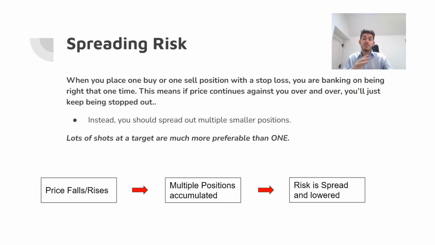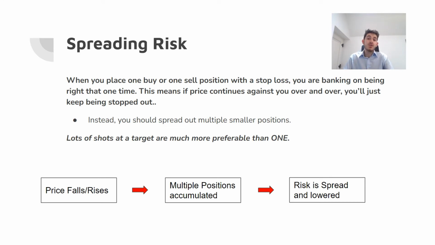So when you place one buy or one sell position and you've got your stop loss set, you're really going to need to be right that one time. And often price will go against you, and a lot of the time with newbie traders, they find they just start to build losses because the market just keeps going against them over and over again, and they just keep getting stopped out and it costs them money.